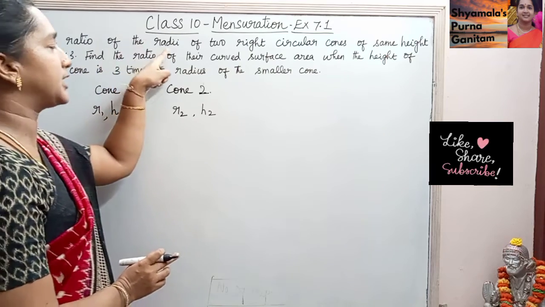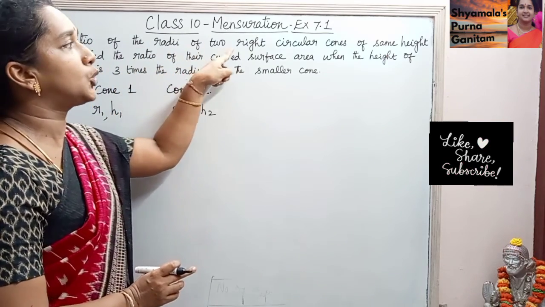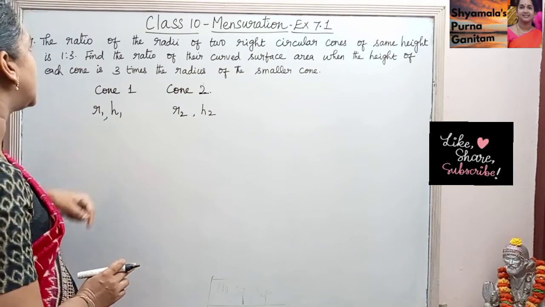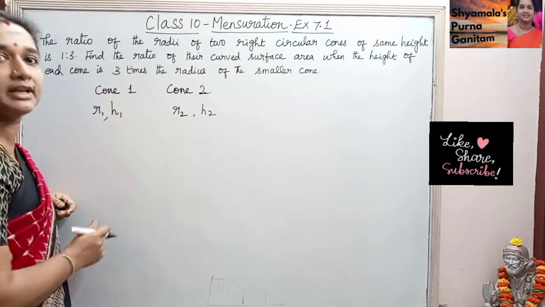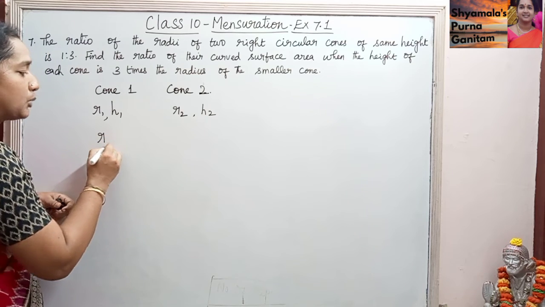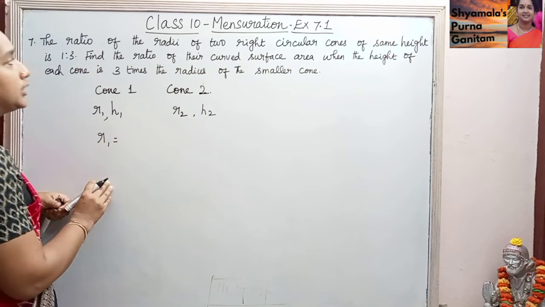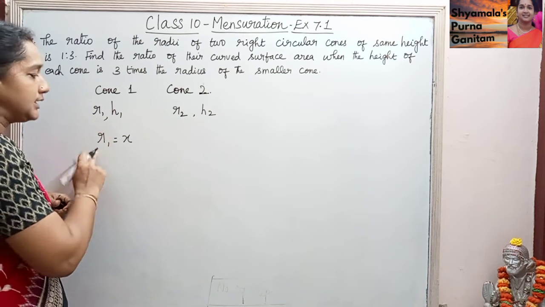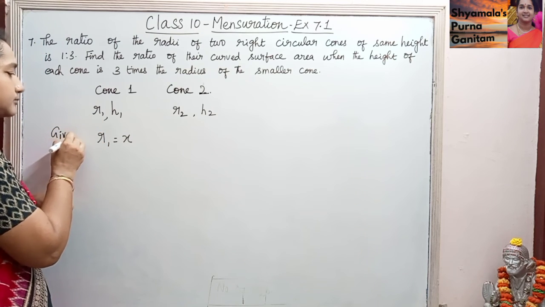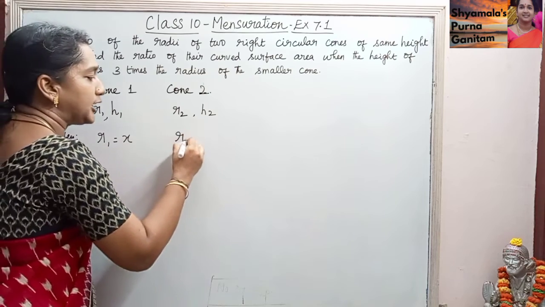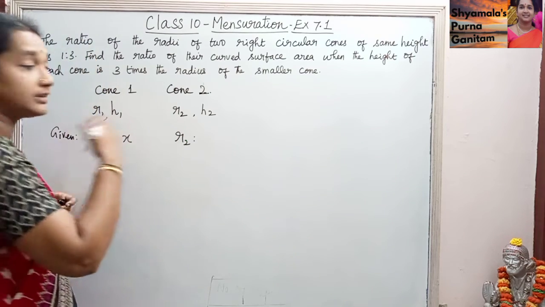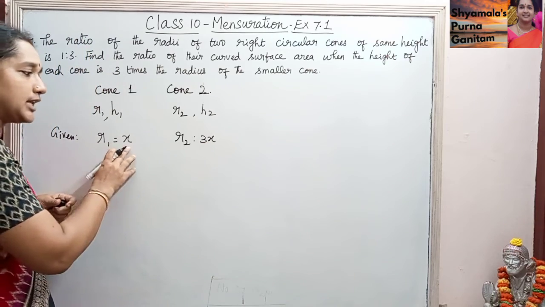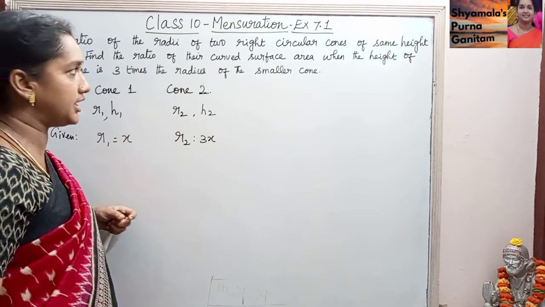The ratio of the radii of two right circular cones of same height is 1:3. So the ratio of their radii: for the first one, R1 is equal to x, and for the second one, the radius is given as 3x. Since it is given in the ratio, we'll take R1 as x and R2 as 3x.